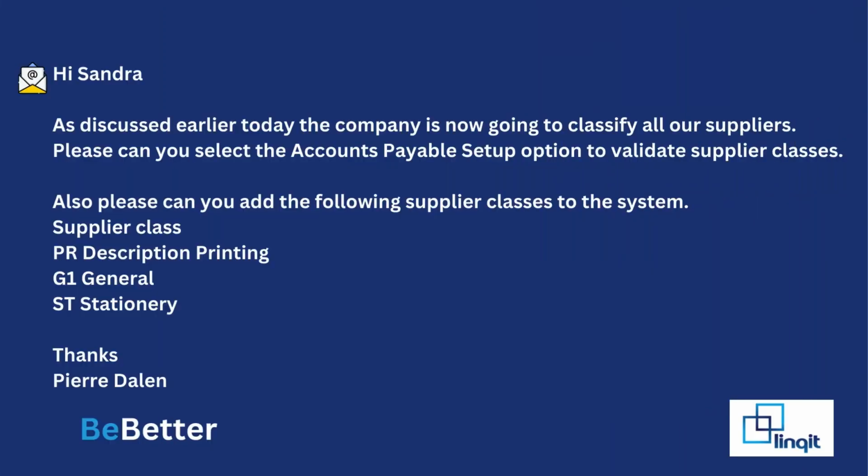Hi Sandra. As discussed earlier today, the company is now going to classify all our suppliers. Please can you select the Accounts Payable Setup option to validate supplier classes. Also, please can you add the following supplier classes to the system: supplier class PR, description printing; G1, general; ST, stationery.